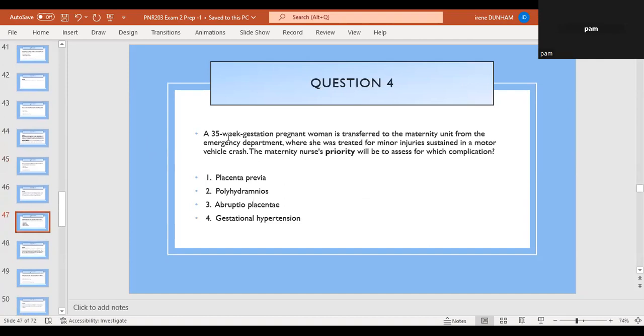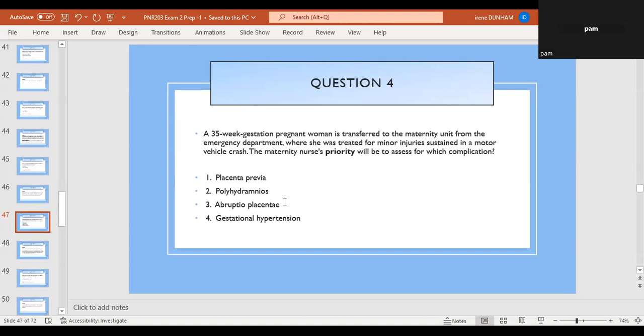All right. How about we do another one? A 35-week gestation pregnant woman is transferred to the maternity unit from the emergency department. So she was treated for minor injuries sustained in a motor vehicle crash. She had a car accident. What's the maternity nurse's priority to assess for which complication?